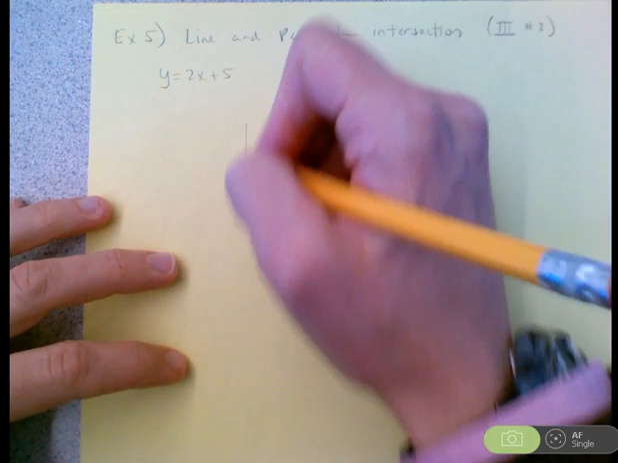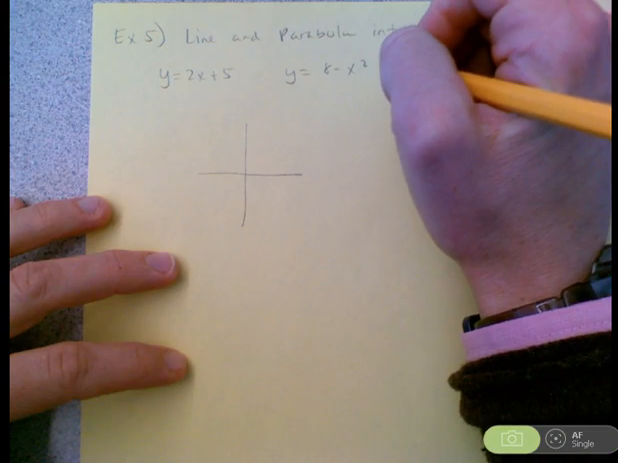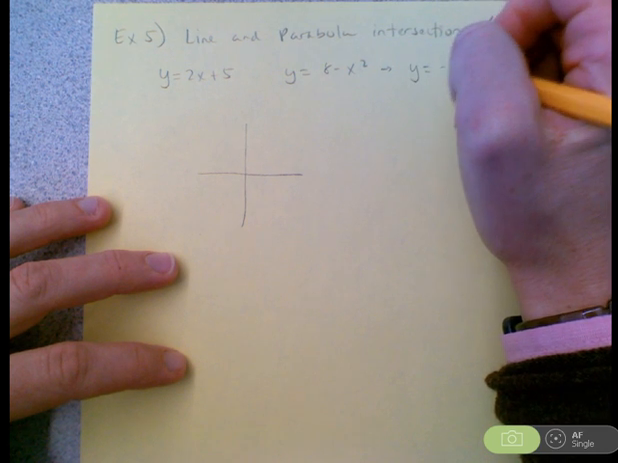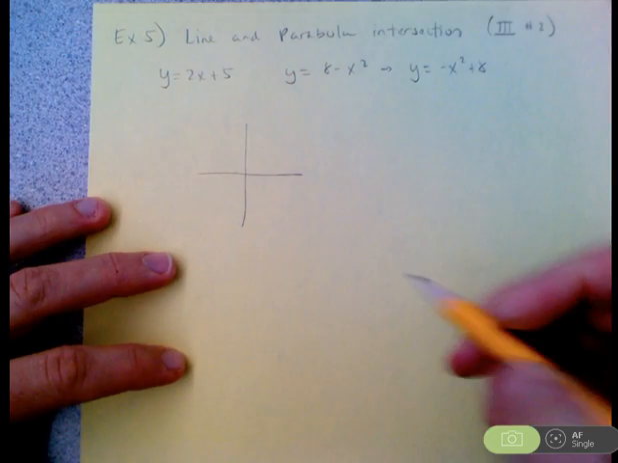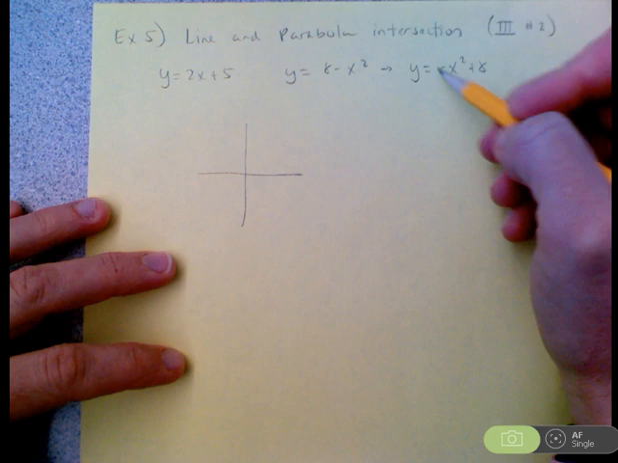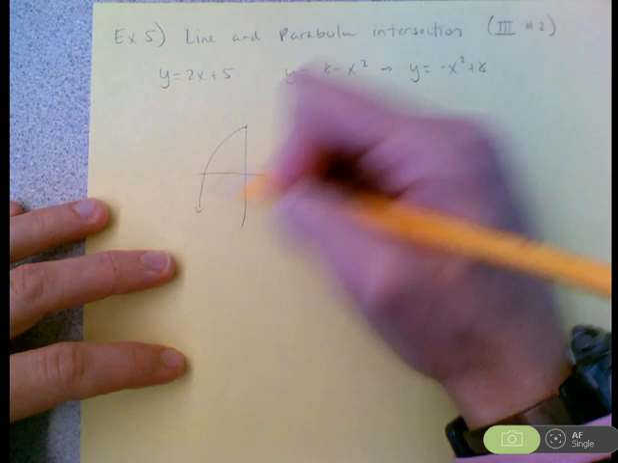So I've got a parabola. If I rearrange this guy, it's really y equals negative x squared plus 8. So it's going to start up here somewhere. The negative x squared means it's opening down.